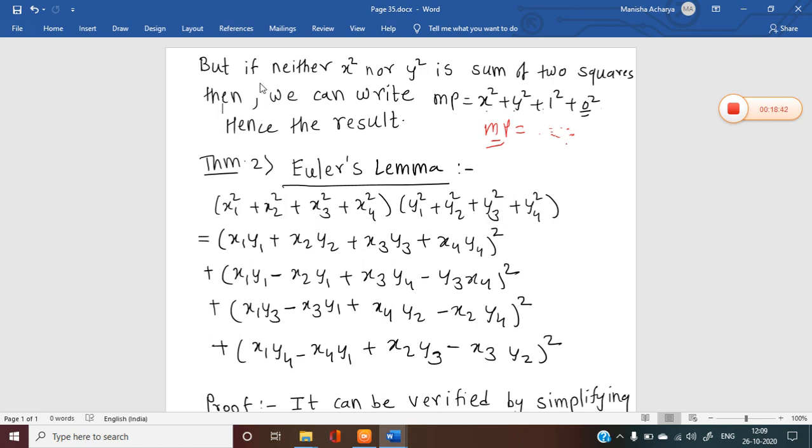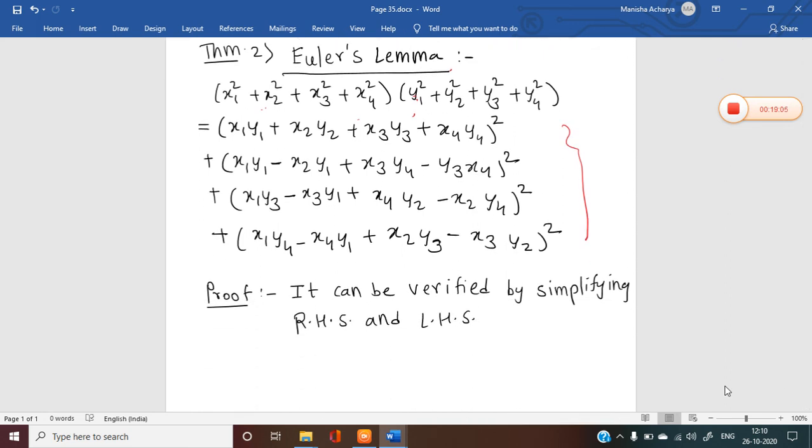Now the next theorem is called Euler's theorem, in which we are going to get the result that if we consider the product of two numbers where each number can be expressed as a sum of 4 squares, then that product also can be expressed as a sum of 4 squares. Okay, so this proof we need not prove, because it can be just verified by simplifying the left hand side first, finding out this product, and then simplifying the right hand side. You will get the left hand side equal to the right hand side. Therefore you can prove this result.